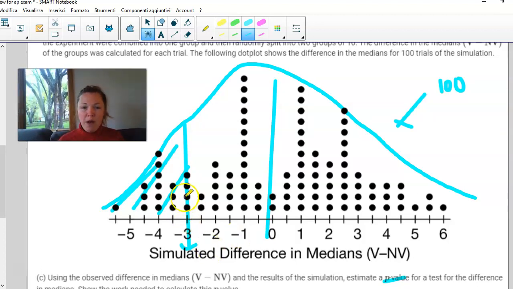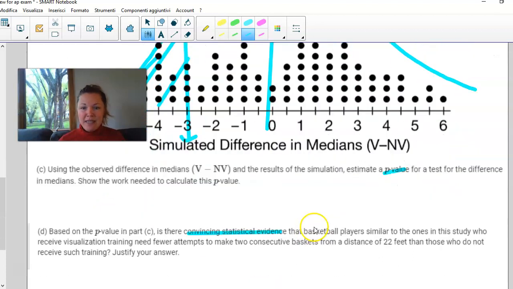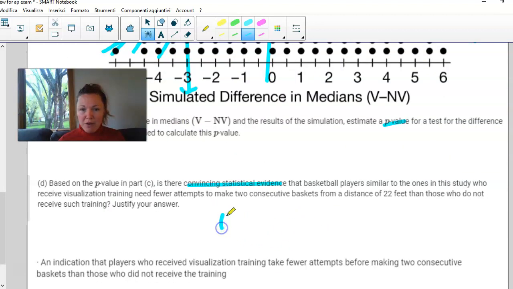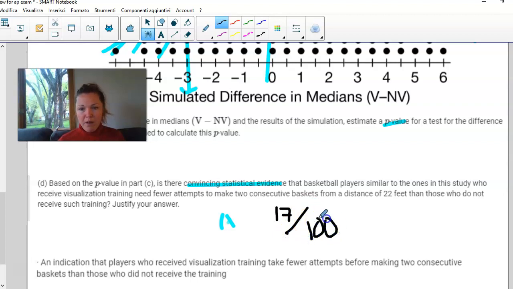So we have 1, 2, 3, 4, 5, 6, 7, 8, 9, 10, 11, 12, 13, 14, 15, 16, 17. So my p-value here, you guys, would be 17 divided by 100. Okay, so let's talk through what we should have learned from this problem again.